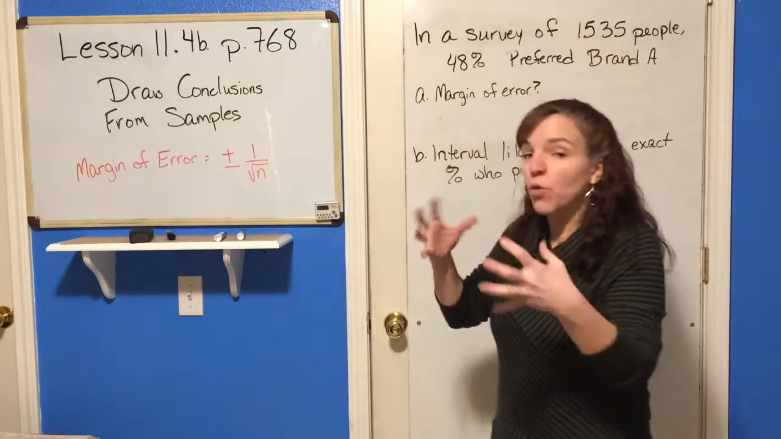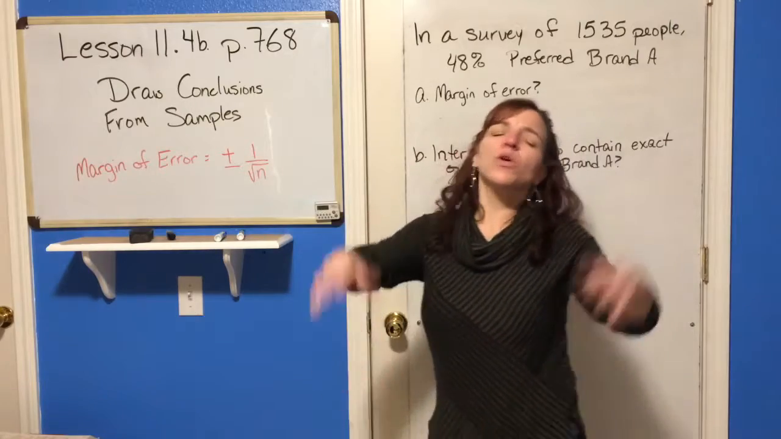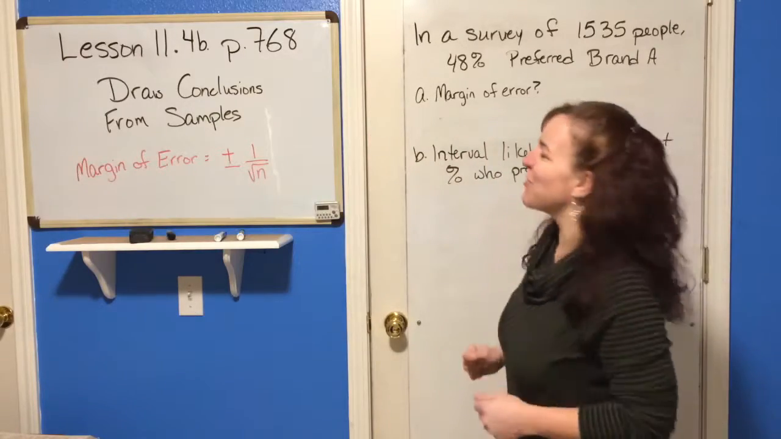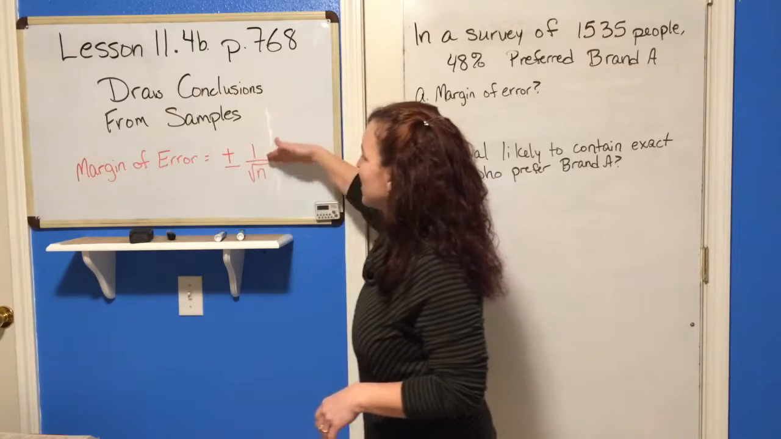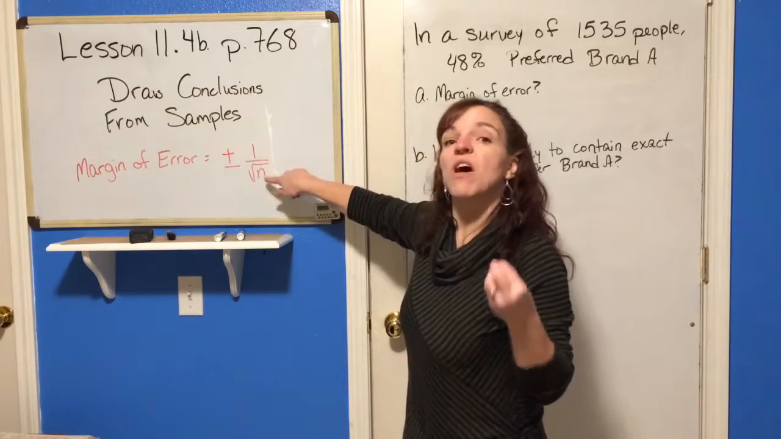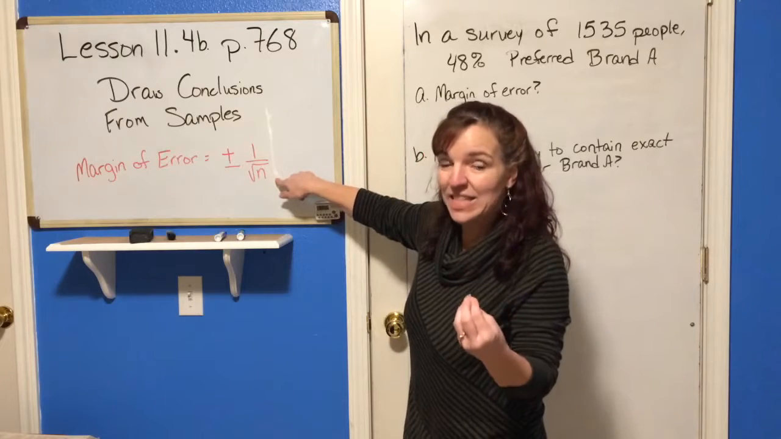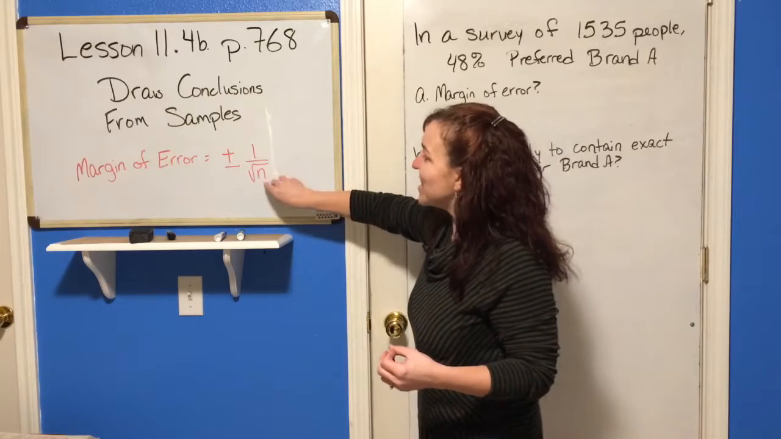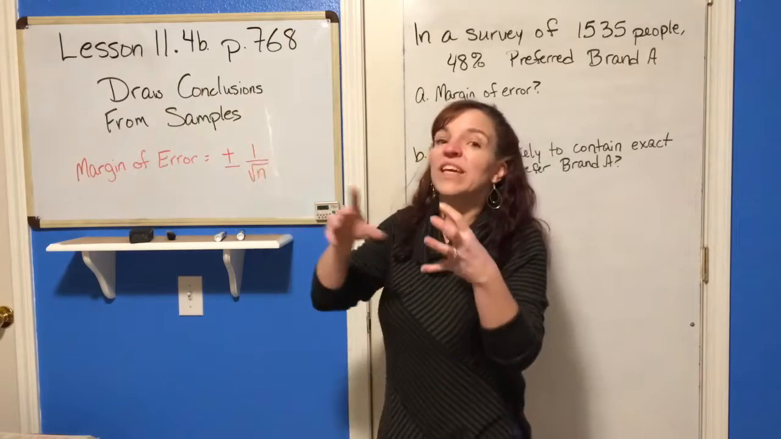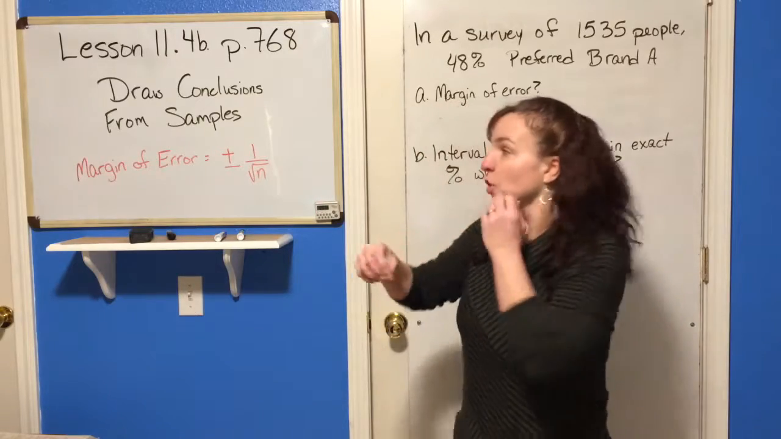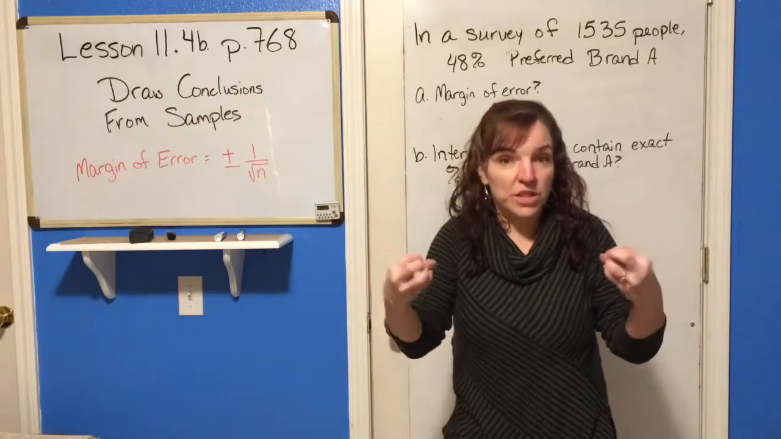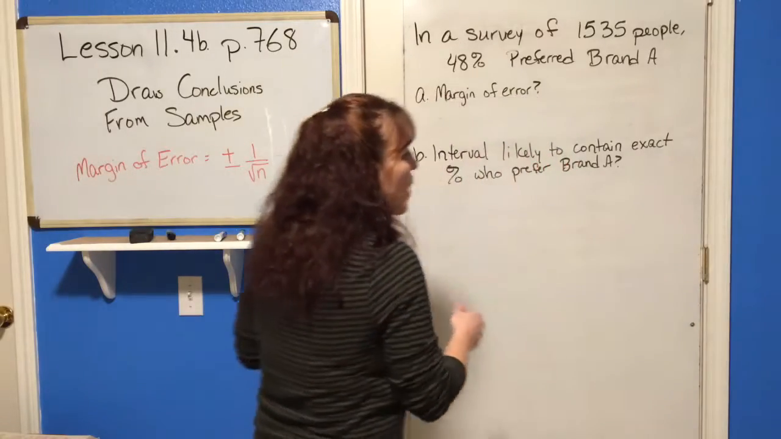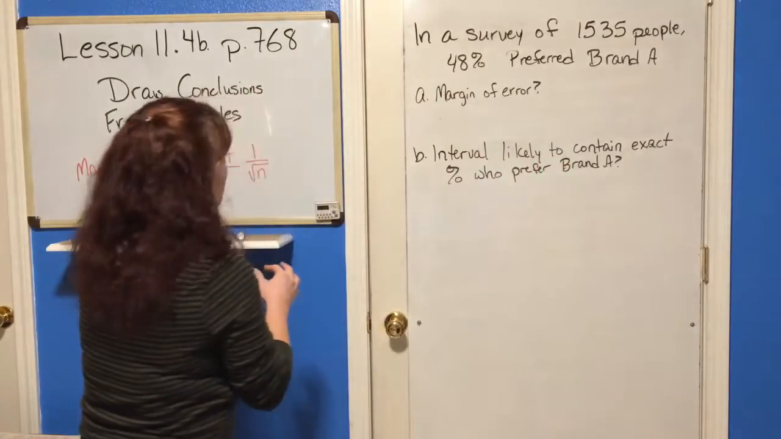So mathematicians have come up with a formula for this. The margin of error is plus or minus 1 divided by the square root of the number in your sample size. So as this n gets larger and larger, this margin of error, this fraction, actually gets smaller and smaller. So let's do a couple.